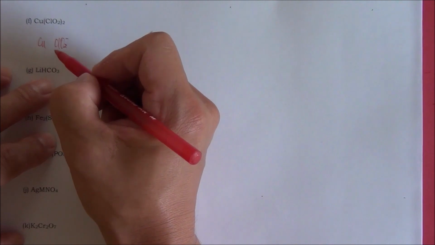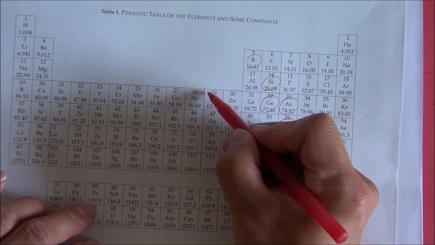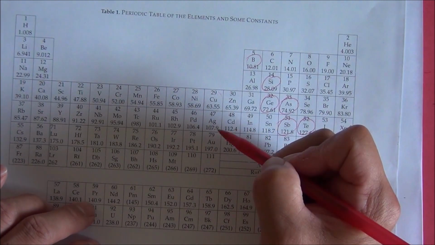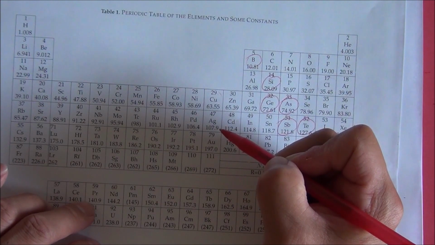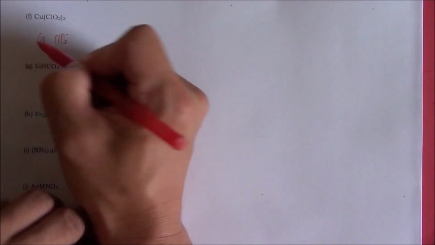Next, we need to find the charge of the cation. From the periodic table, copper is a transition metal. As we have learned in class, we cannot predict the charge of the transition metal ions. Therefore, we have to use the second method to find the charge of the cation.